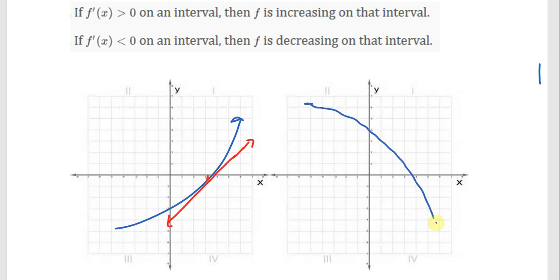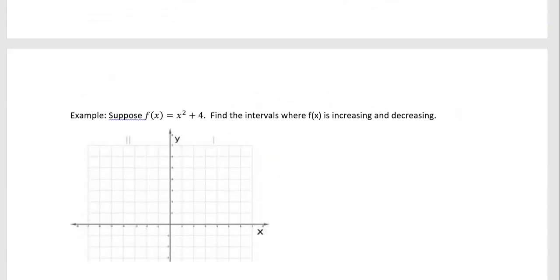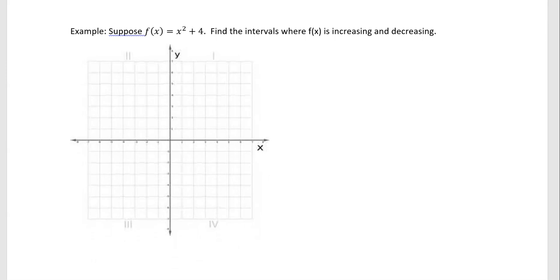On the other hand, if you have a function that's decreasing and you draw a tangent line anywhere on there, that tangent line is heading downhill, so the slope is negative, right? So positive slope increasing, negative slope decreasing. Now let's take a look at a couple of examples here and see kind of how that works out.